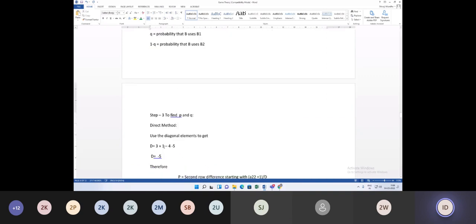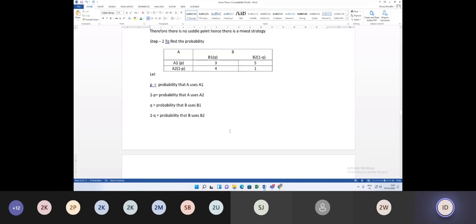Using direct method. Like this, using direct method. Okay, use the diagonal elements to get. Come on, I will explain now diagonal elements. As I said, diagonal elements means the first row, first column, A11 and A22, these are the diagonal elements.